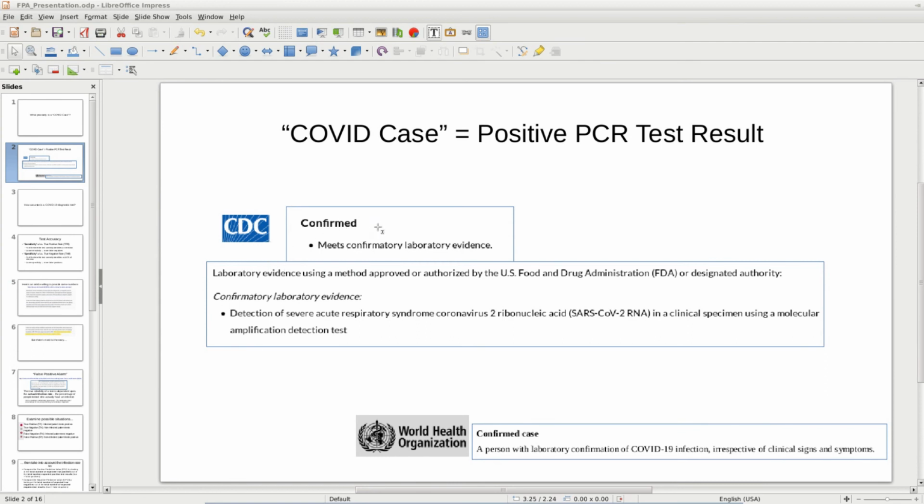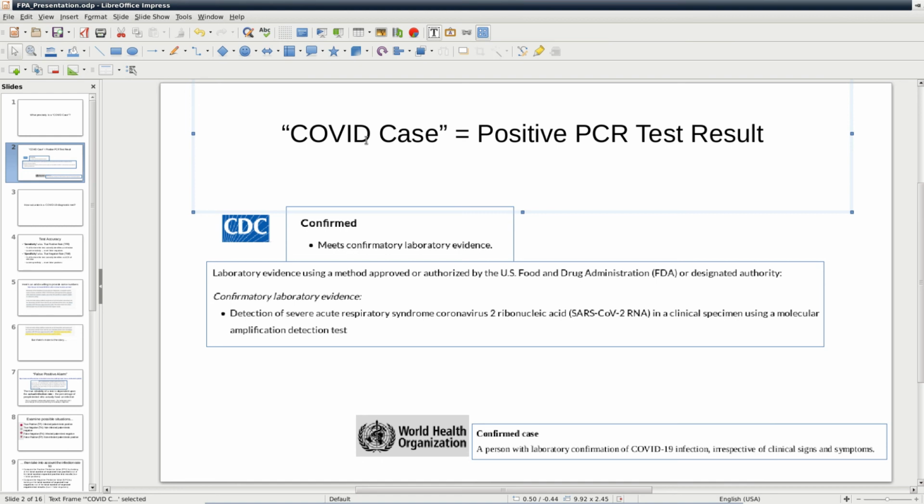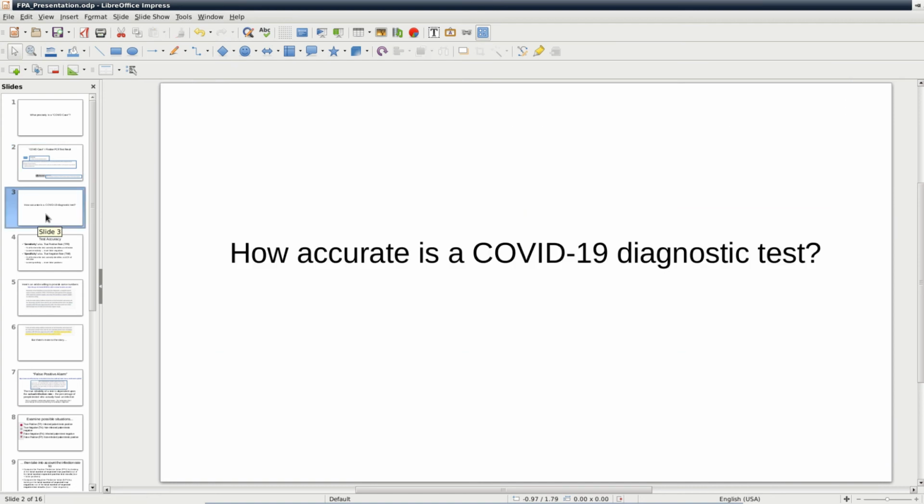So I went ahead and pasted those two definitions in here. And this seems like a valid statement. It seems pretty clear to me that a COVID case is a positive PCR test result. So a natural question to ask: how accurate is a COVID-19 diagnostic test? Naturally, if that's the criteria we're using for designating someone as a confirmed COVID case, then we should know how accurate the test is.